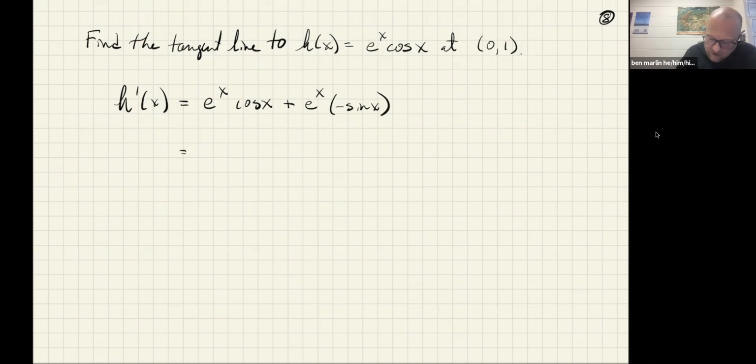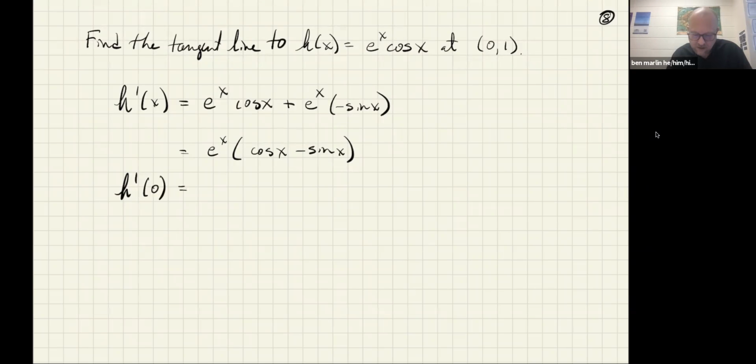And so you might spot there that you could factor out an e to the x and have cosine x minus sine x. That doesn't really make it any simpler, but if somebody were asking us now to take the second derivative, we would be totally prepared to do that, right? So we want h prime, not of x, but at 0, because we get the point (0, 1) that we're plugging in. So e to the 0 times cosine of 0 minus sine of 0. We should all know that e to the 0 is 1, cosine of 0 is 1, sine of 0 is 0. So you end up with a 1 there.